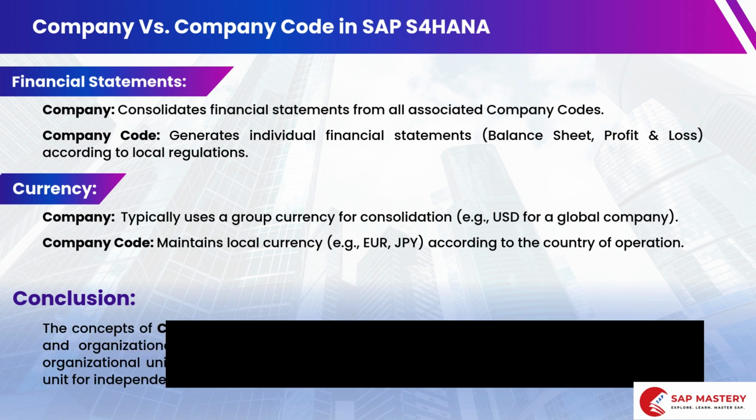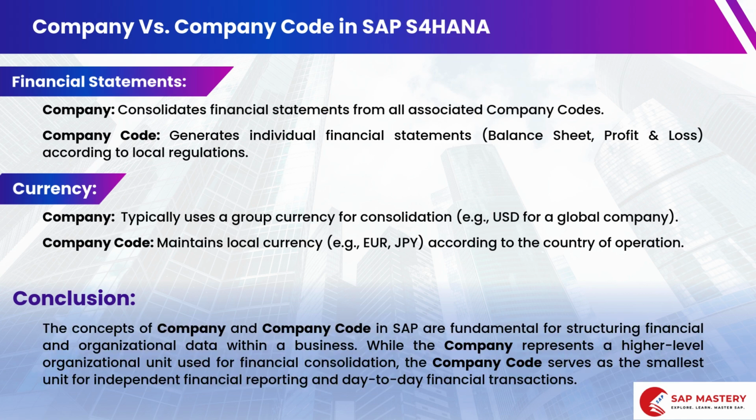Conclusion: The concepts of company and company code in SAP are fundamental for structuring financial and organizational data within a business. While the company represents a higher level organizational unit used for financial consolidation, the company code serves as the smallest unit for independent financial reporting and day to day financial transactions.